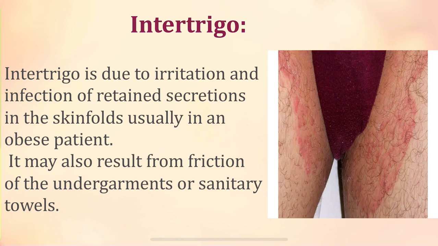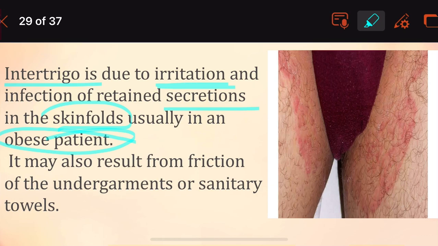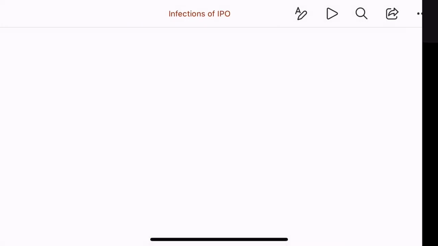Then moving on to the next thing, that is intertrigo. It is commonly observed because of poor hygiene and so on. Intertrigo is also an irritation seen in hypersensitive people. If the skin is very hypersensitive, even though they maintain hygiene, they'll have this intertrigo. It is due to the irritation and infection of the retained secretions of the skin folds. In very obese patients, they'll have skin folds where the sweat and the secretions are retained, and this will result in intertrigo. It can also result from the friction of undergarments and also the sanitary towels or napkins used during the menses.